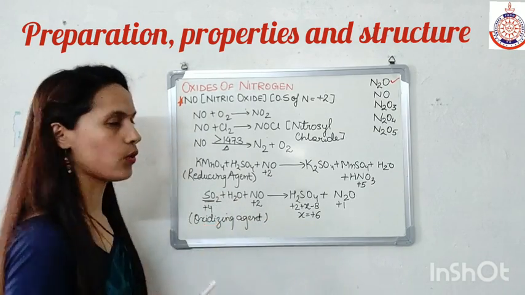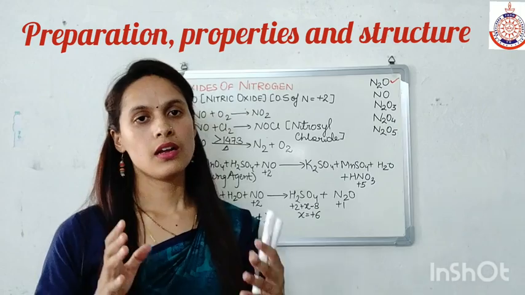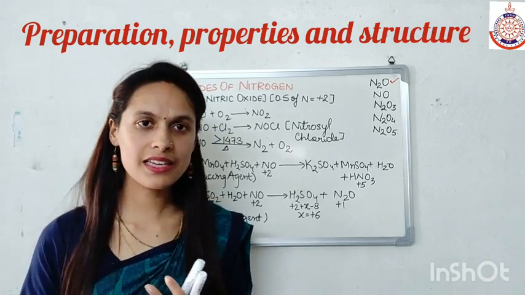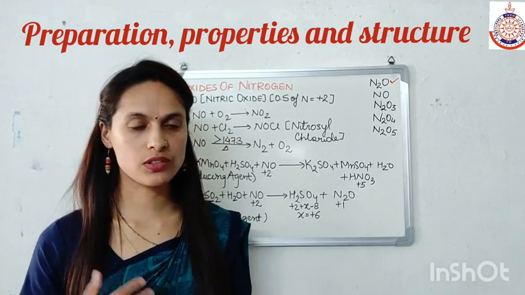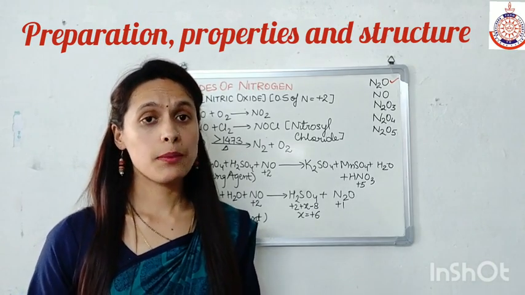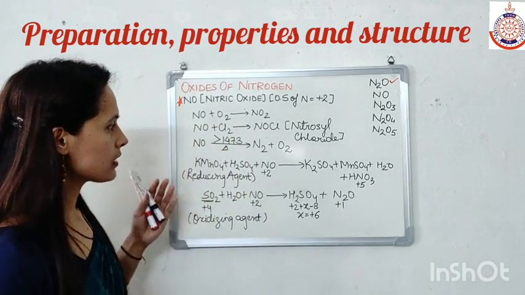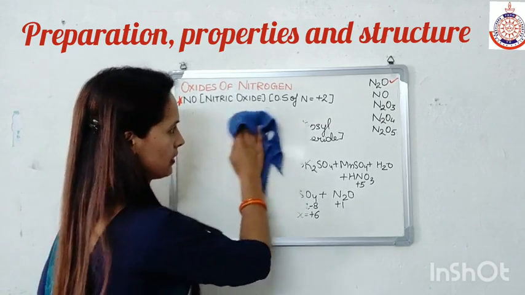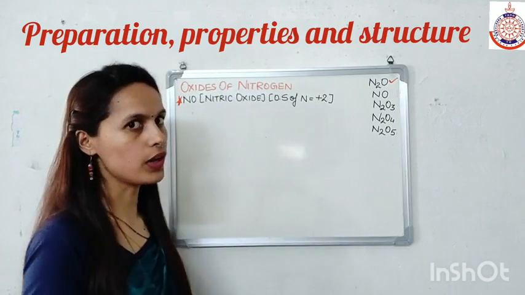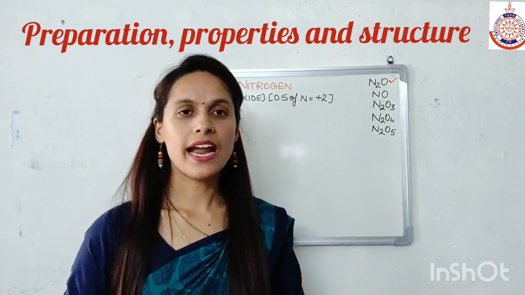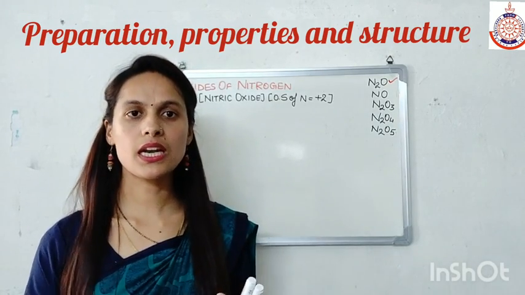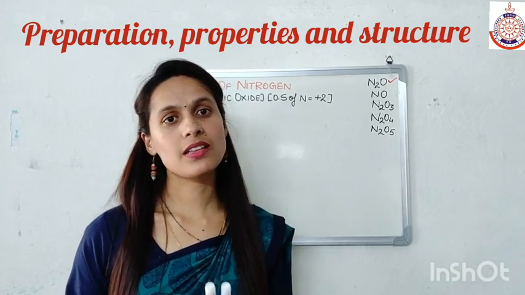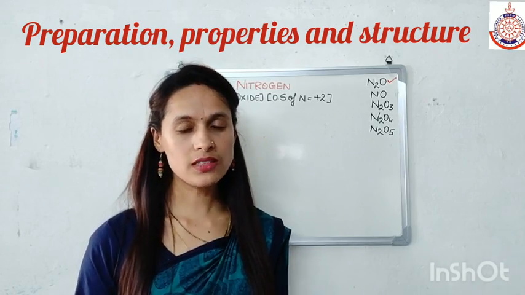So NO is the only oxide of nitrogen which shows both the properties, that is oxidizing as well as reducing property, oxidizing agent as well as reducing agent. And because of the paramagnetic nature, this NO reacts with many transition metals to form complexes, and those complexes are very useful for us. So what is our next property? Due to the paramagnetic nature, it reacts with transition metals and forms complexes. Those complexes are known as nitrosyl.